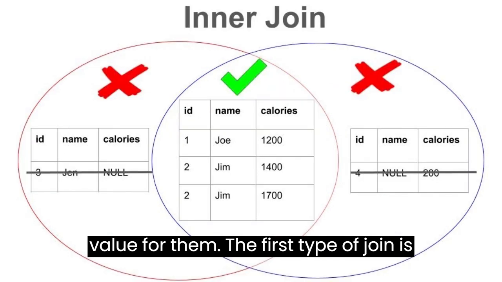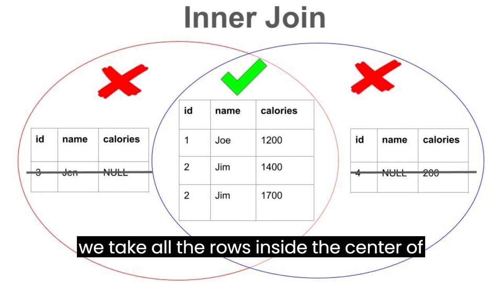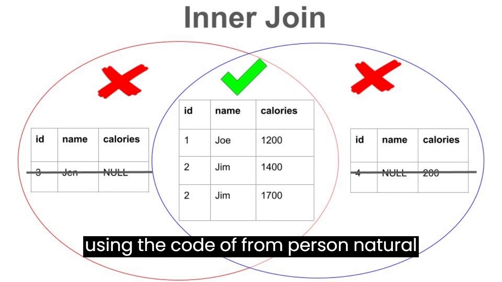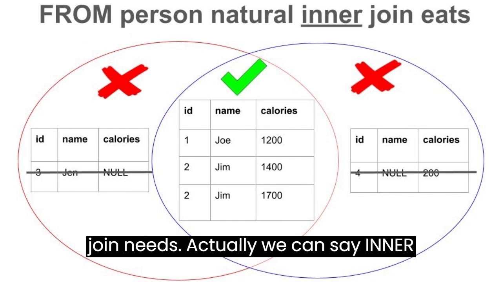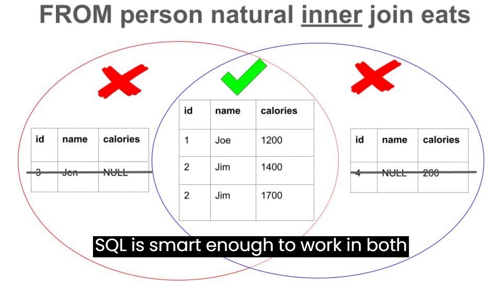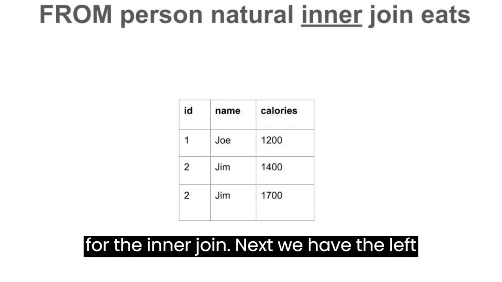The first type of join is the inner join. The inner join just means we take all the rows inside the center of the Venn diagram. We can get this by using the code of from person natural join eats. Actually, we can say inner join instead of join in our code, but SQL is smart enough to work in both cases. Here is the result of that query for the inner join.